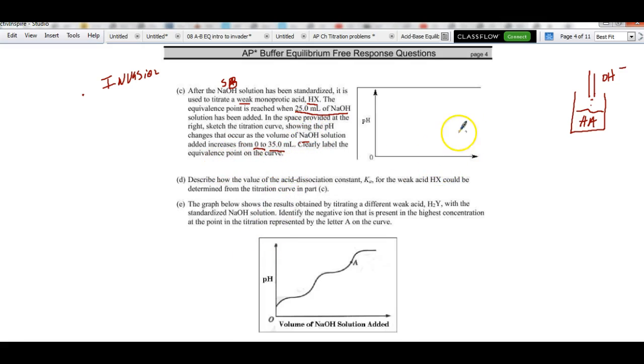Okay, let's just think about this for a second. If I mark this as 7, is the equivalence point of this titration going to be at 7? No, that only happens with strong. Whoever's strong is going to win this race. So the pH is going to be basic. So this says 0 to 35 milliliters.